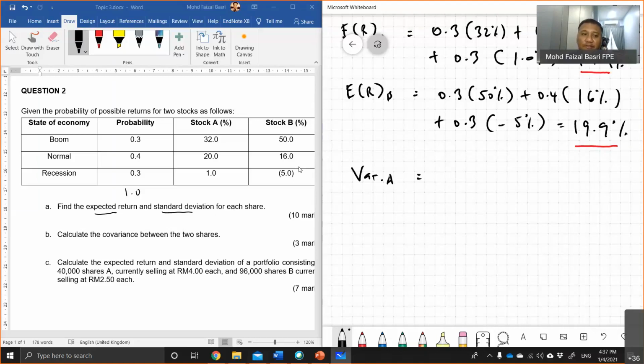We're still going to use the probability, but instead of multiplying directly with the possible returns, we're going to multiply with the difference of the possible returns with the expected returns, our answers earlier. And then we have to square it. For example, for stock A, it will be 0.3 multiply with the difference of 32% minus 17.9%, squared.